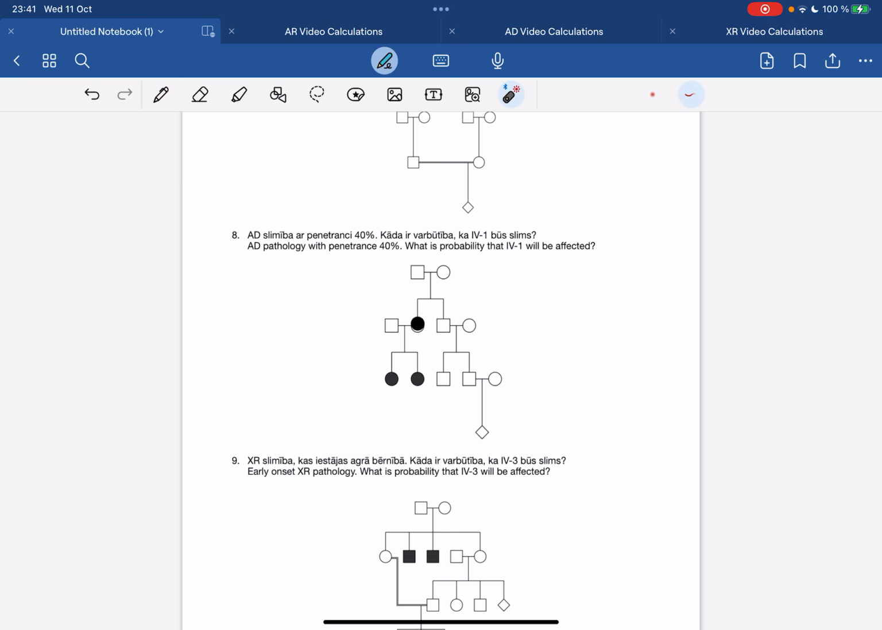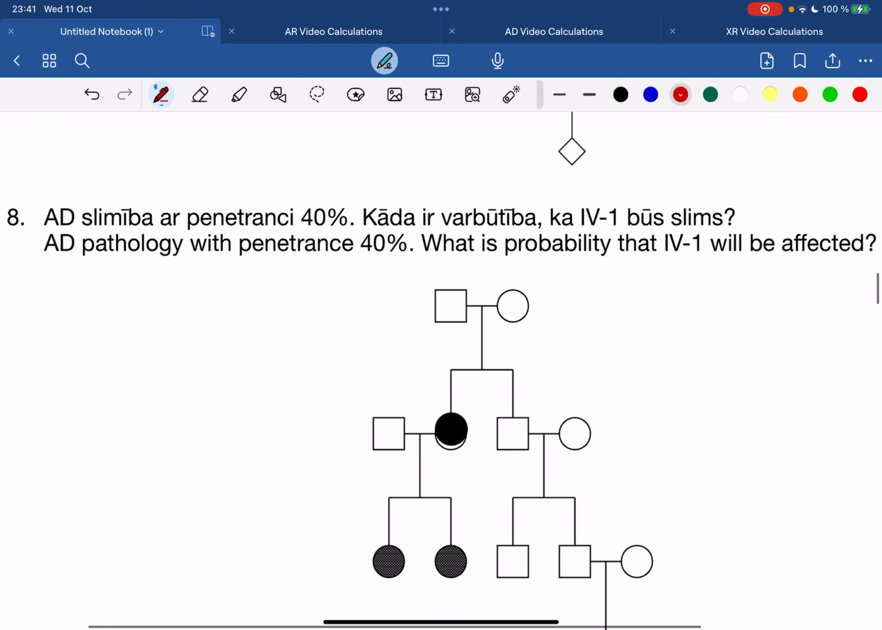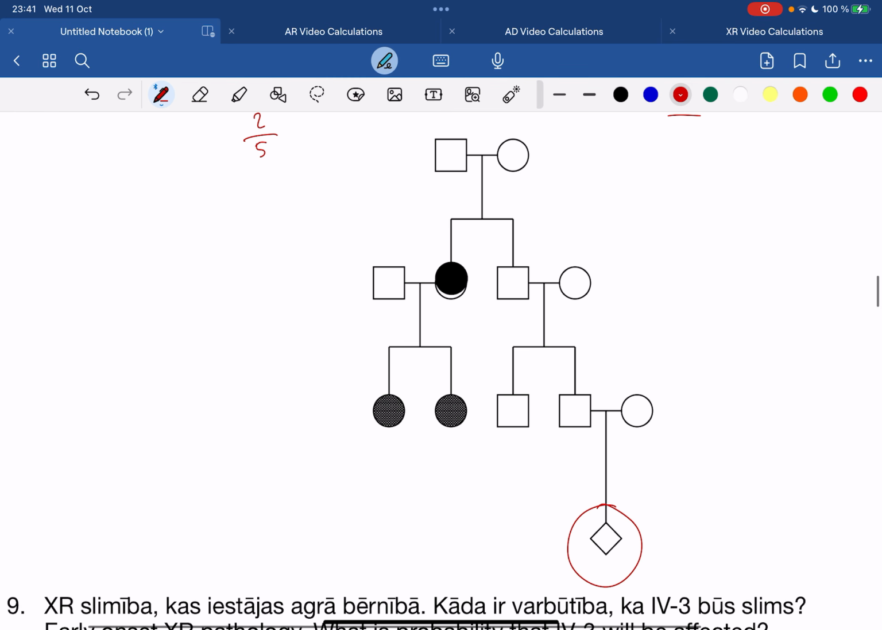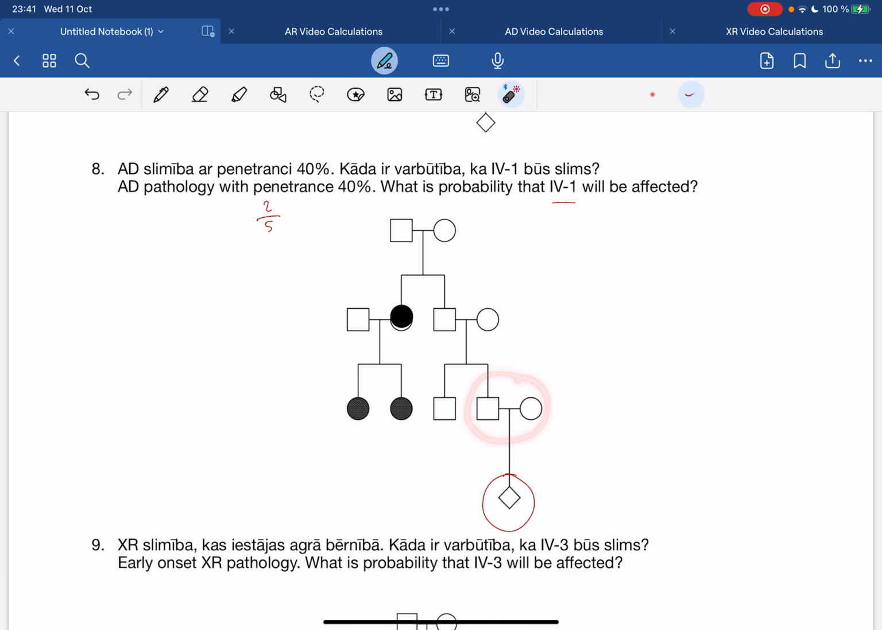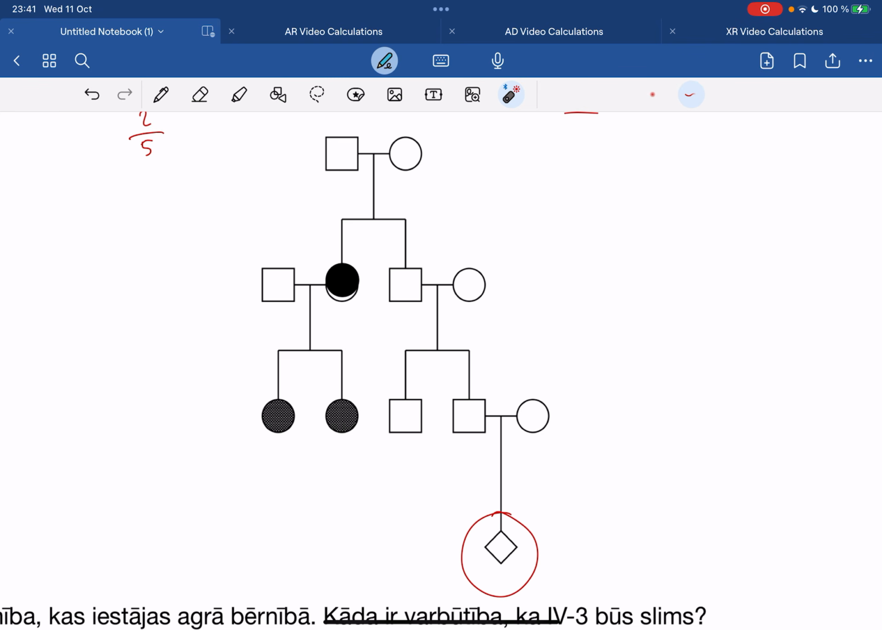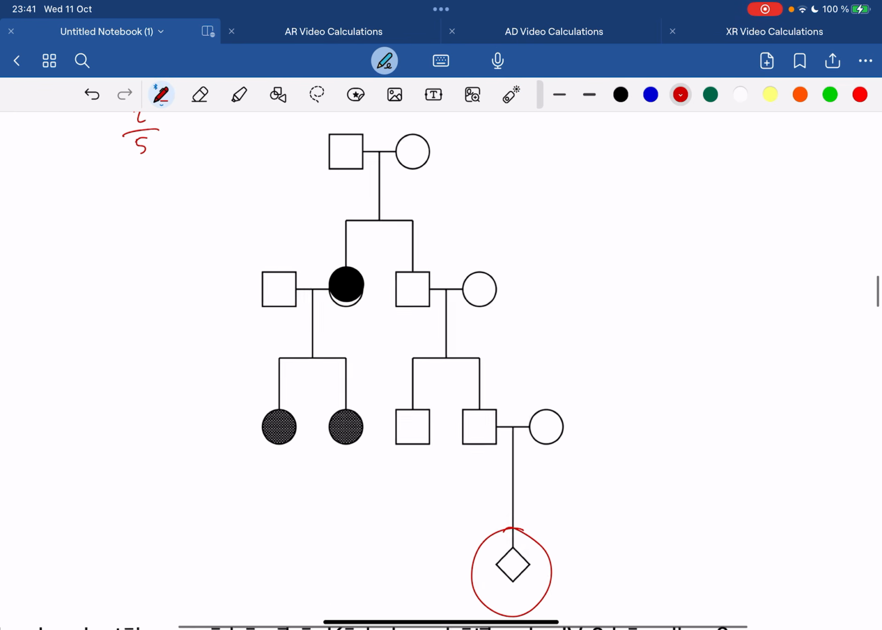Here we have autosomal dominant pathology with penetrance of 40%. We can write it up immediately: 2 out of 5 penetrance. What is the probability that 4-1 will be affected? 4-1 is this person right here. So immediately we look at the parents. We can't really assume anything there. But the closest relative that is affected is that person, right?